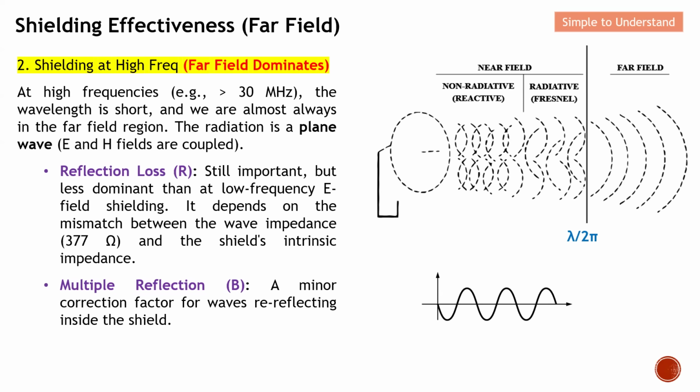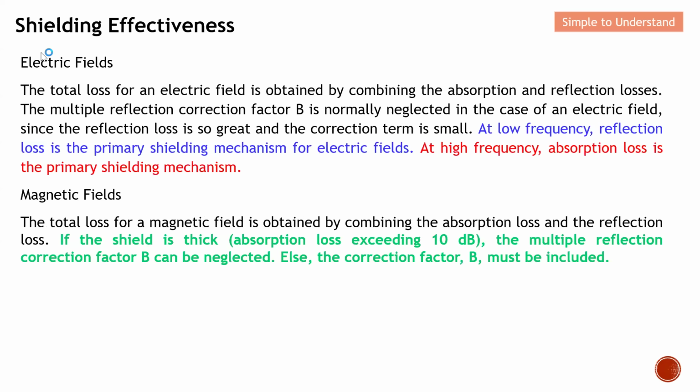Let me continue. Let me quickly discuss the shielding effectiveness against electric field and also against magnetic field. As for electric field, the total loss is mainly dominated by a combination of the absorption and reflection loss. The multiple reflection loss correction factor B is normally neglected.